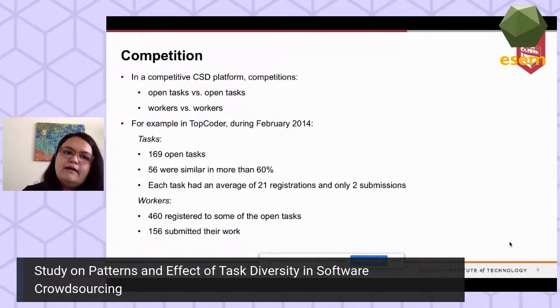Also, it is relevant to know that in a competitive CSD platform, there are two competitions: open tasks against other open tasks, and workers versus other workers. Just to give an example, in February 2014, in the TopCoder platform, we saw 169 open tasks. 56 were similar in more than 60%, and each task had an average of 21 registrations and only 2 submissions. As for the workers, we had 460 registered to some of the open tasks and only 156 submitted their work.